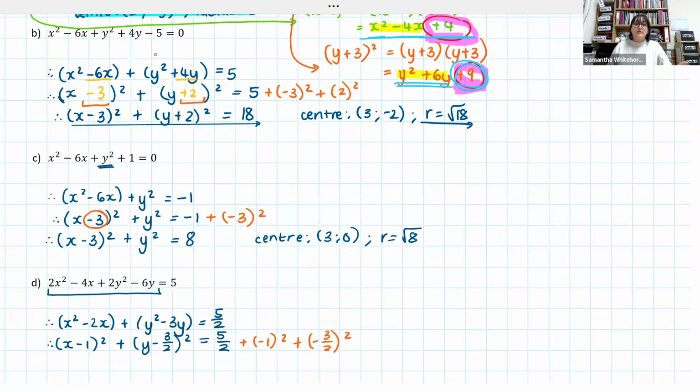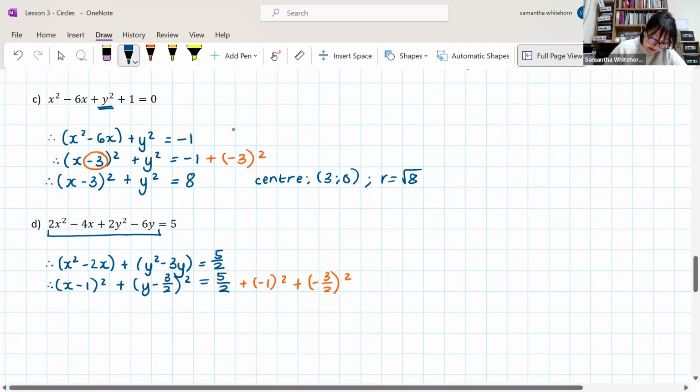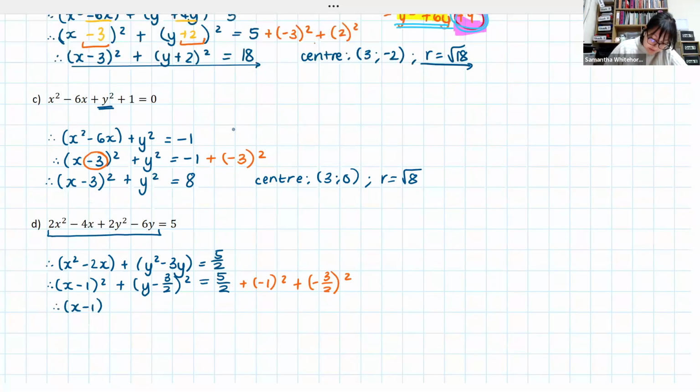My grade tells you don't have to do that in your head. You have a calculator for a reason. You type 5 over 2 plus -1 squared plus -3 over 2 squared onto your calculator. Remember your brackets. And you get your answer. I think it's 23 over 4. So x minus 1 squared plus y minus 3 over 2 squared is equal to 23 over 4.